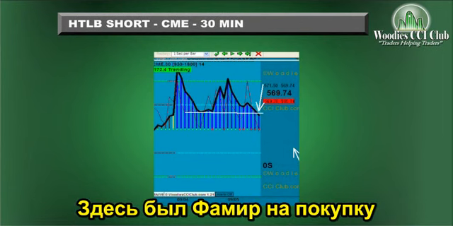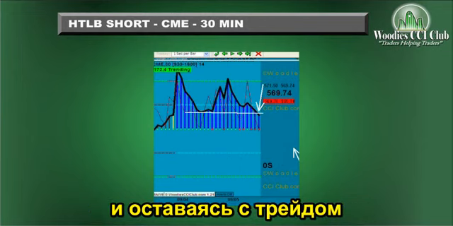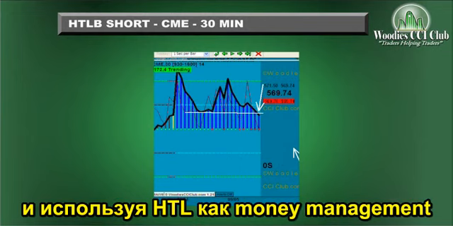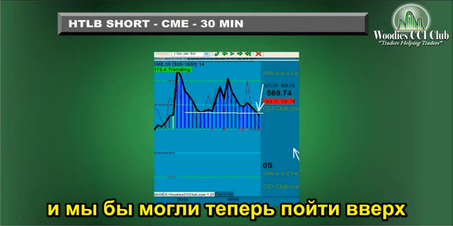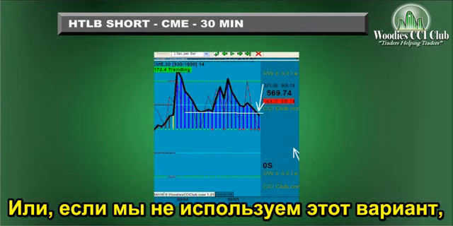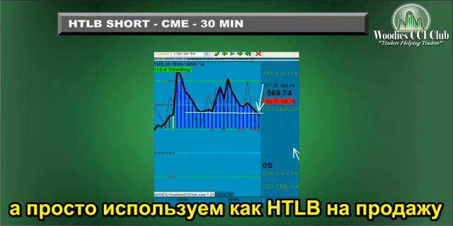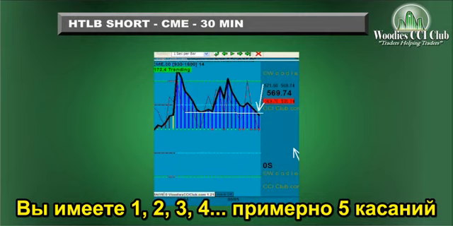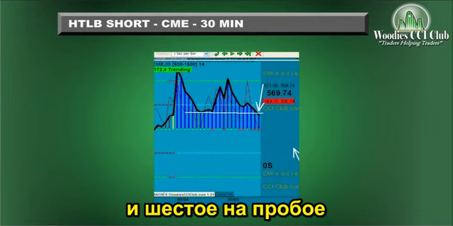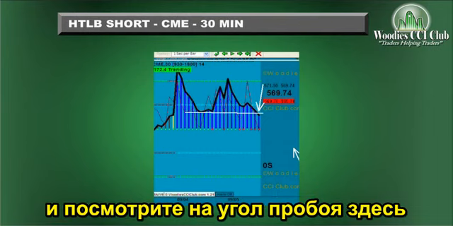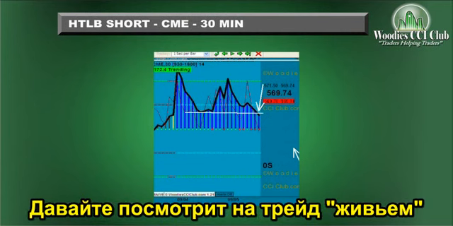Now, if we were long, say, on a Vermeer pattern here and stayed with this trade and used this horizontal trend line as money management, we could have got the rest of this updraft here. Or if we don't use it that way and we use it just as a horizontal trend line to go short, you had 1, 2, 3, 4, approximately 5 touches and a 6th one breaking through. And again, look at the angle of it breaking through. So let's take a look at this trade live.